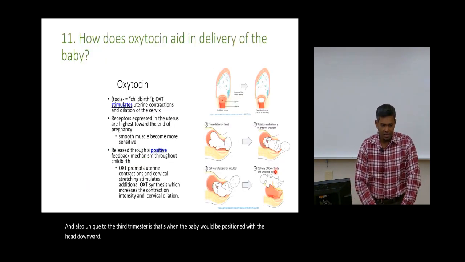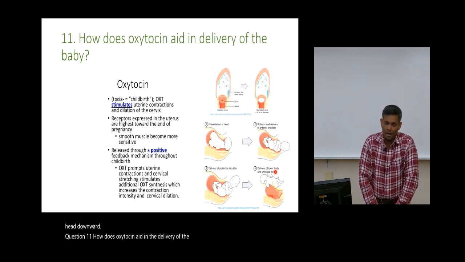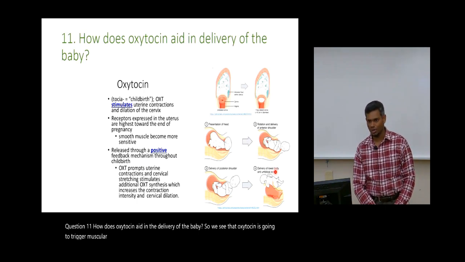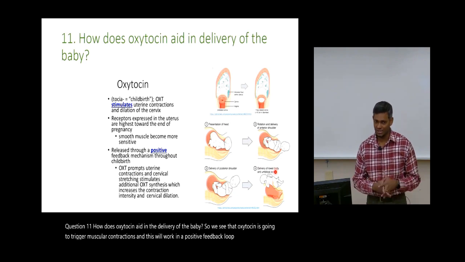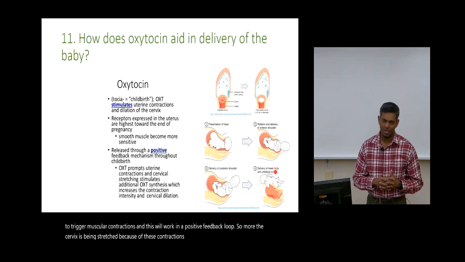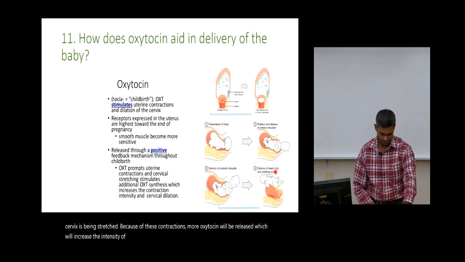Question 11, how does oxytocin aid in the delivery of the baby? So we see that oxytocin is going to trigger muscular contractions, and this will work in a positive feedback loop. The more the cervix is stretched because of these contractions, the more oxytocin will be released, which will increase the intensity of these contractions.